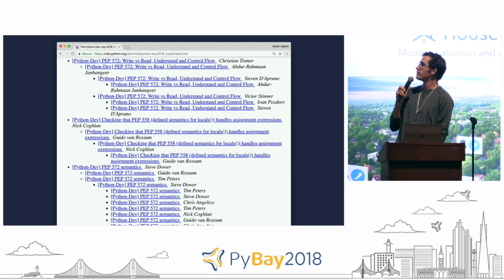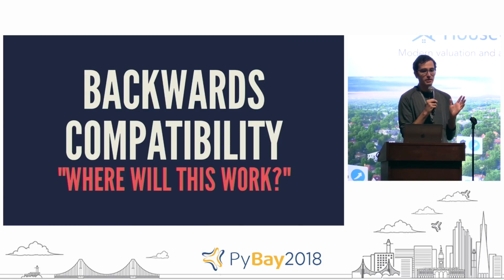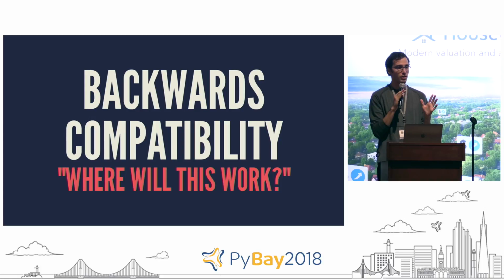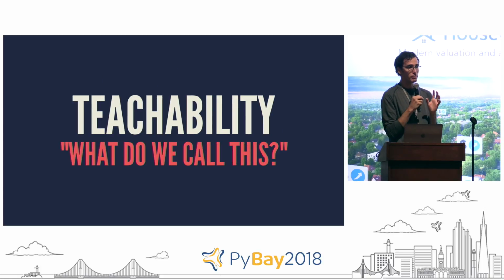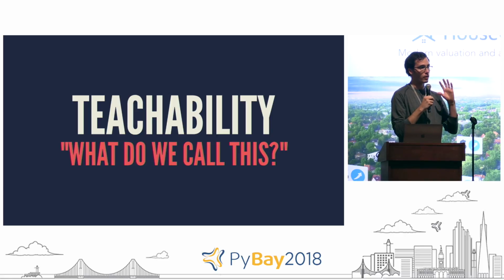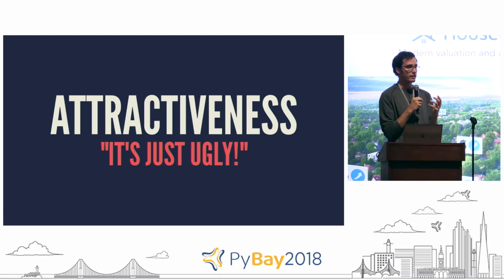A lot of feedback about PEP 572. One of the big complaints is backwards compatibility. It's not backwards compatible at all. This is introduced in Python, so it won't work in older versions of Python. Another problem is teachability. What do we call this? We can't call it the walrus operator. We need a good name for it. And the last is attractiveness. To some people, it really looked kind of ugly.